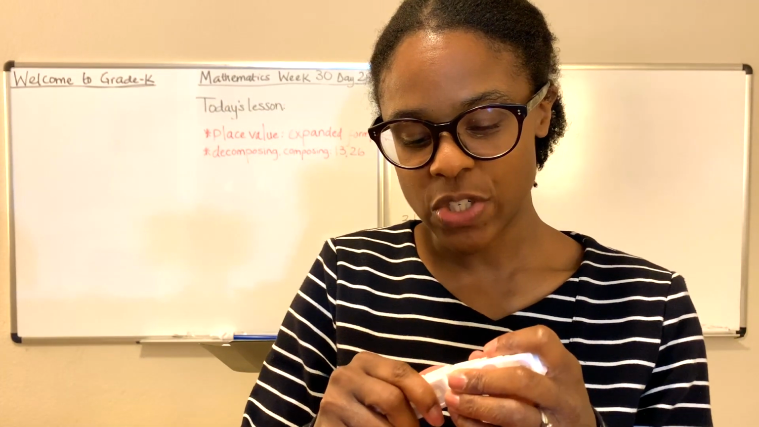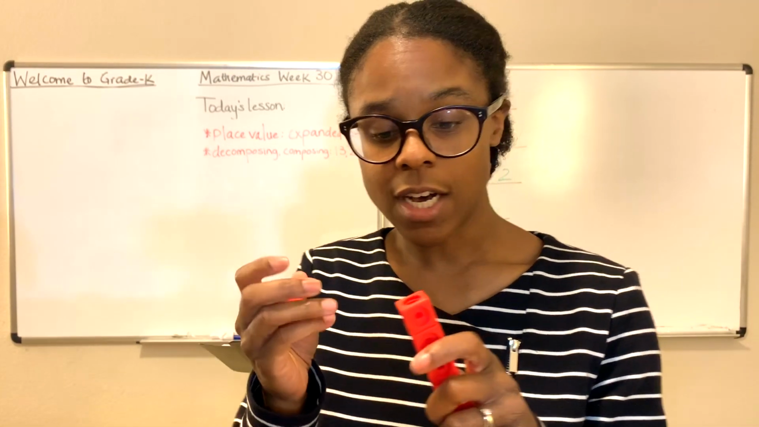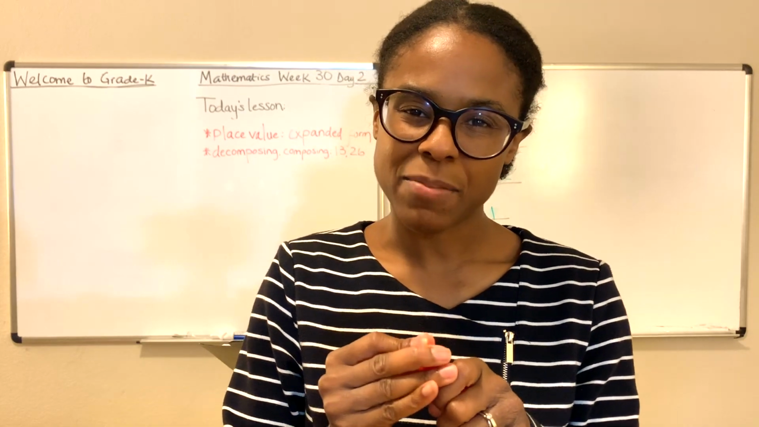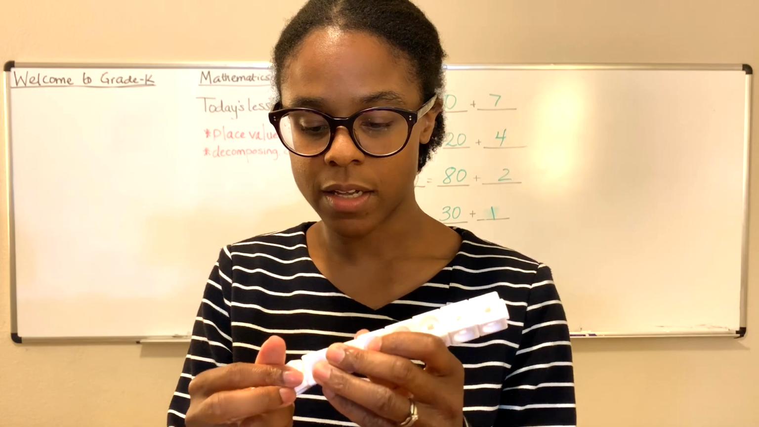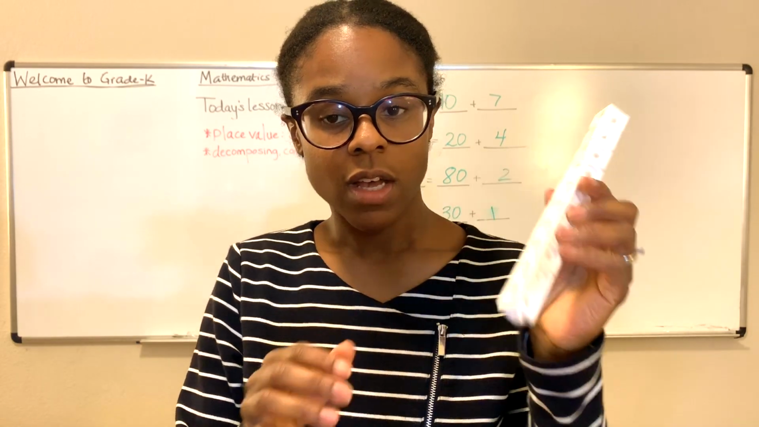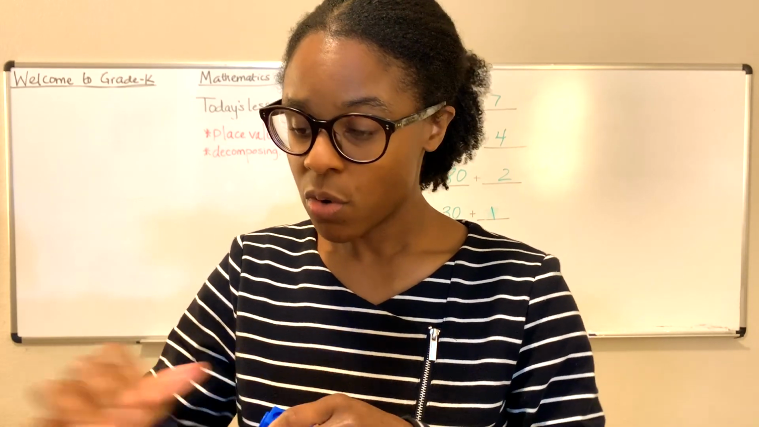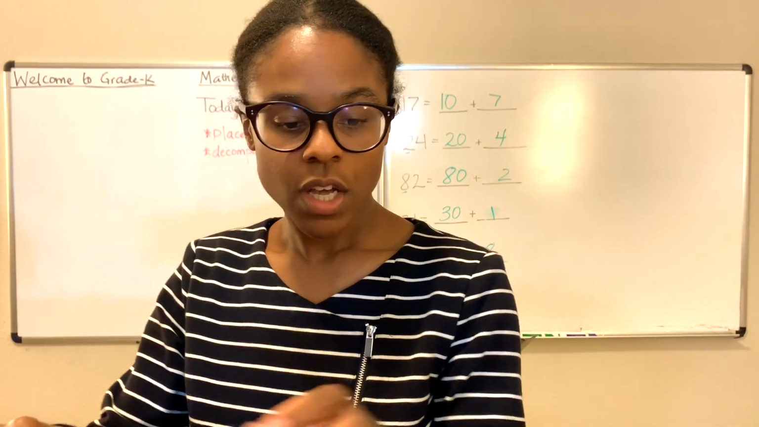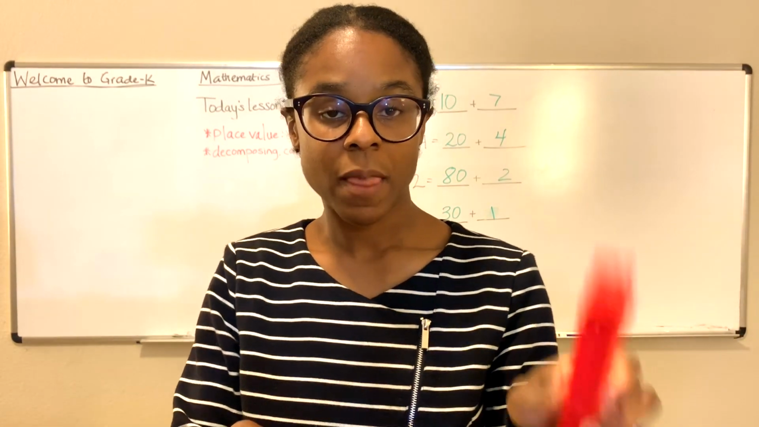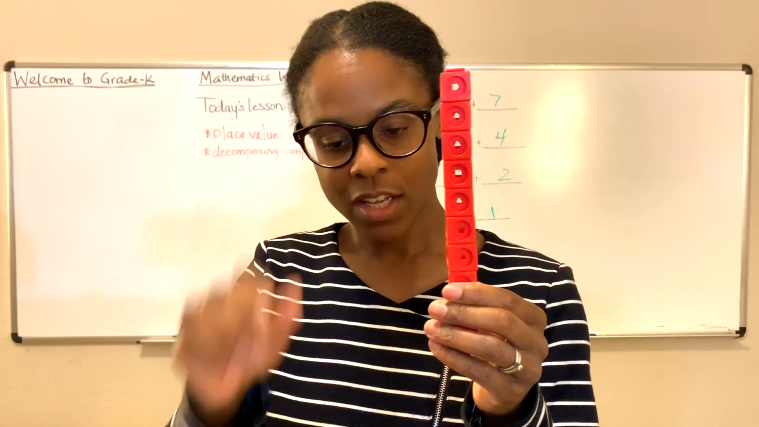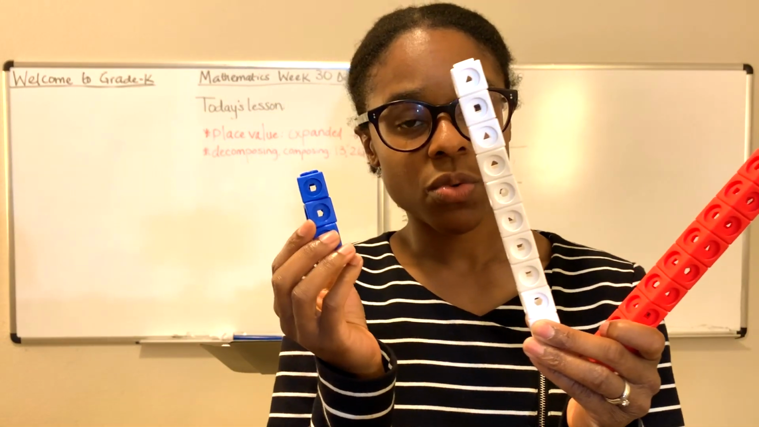So the next thing we're going to do is talk about composing. So what if we want to build up, not necessarily break a number down to its different parts? What if we want to build it up and make individual stacks of tens come together to have a larger number? Well, you can do that too. The number for composing is 26. So we have 10, another 10, and 3 individual ones.